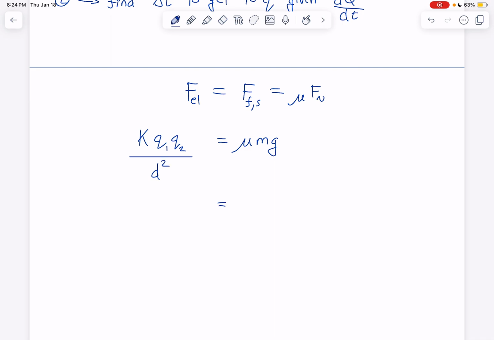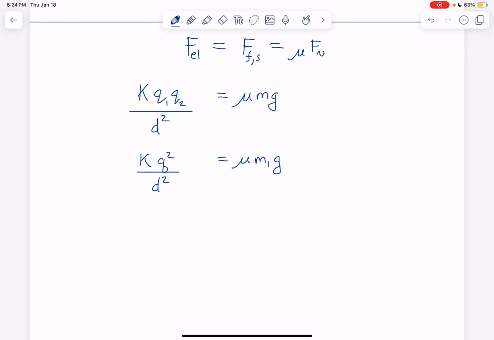Now we know that it's M1, so I'll just make that clarification. It's M1 g. And then on the other side, we also know that Q1 is equal to Q2. So it's just Q squared divided by d squared.